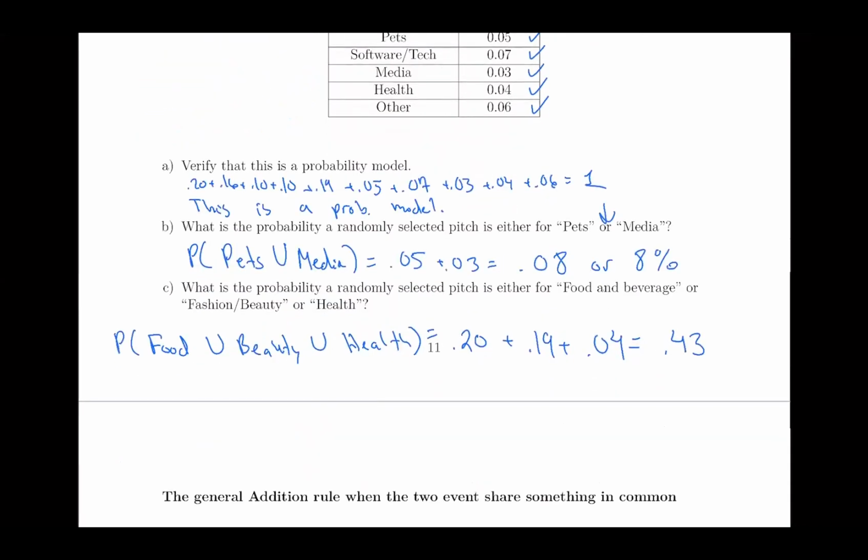All right. So this is the general addition rule if the events are mutually exclusive. If each event is mutually exclusive, all you have to do is get each individual probability and add them all up. And that's your probability for the OR statement. Any question in regard to the general addition rule for mutually exclusive? Alrighty.